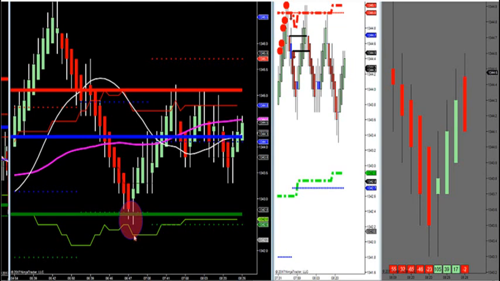Now here, I had my developing profile sitting at 1342.50 at the time. My volume profile, which is my solid green line, sitting at 42.70. My price profile, which is my green dotted line, sitting at 42.70. So I look at 50 and 70, split the difference, which is 60.